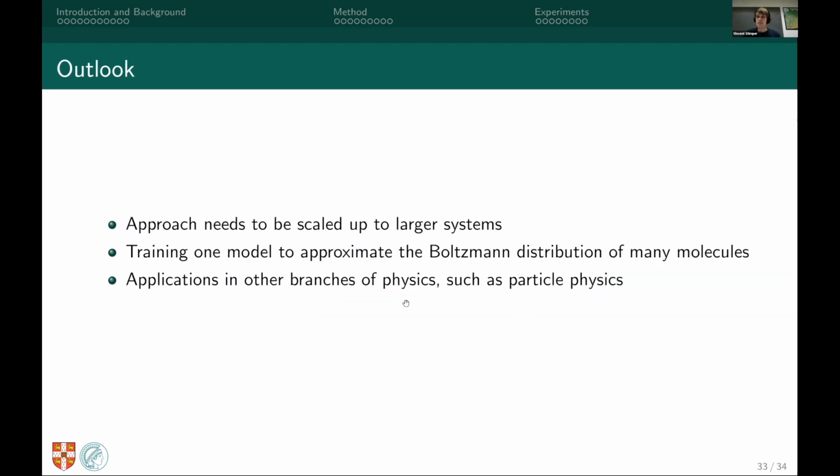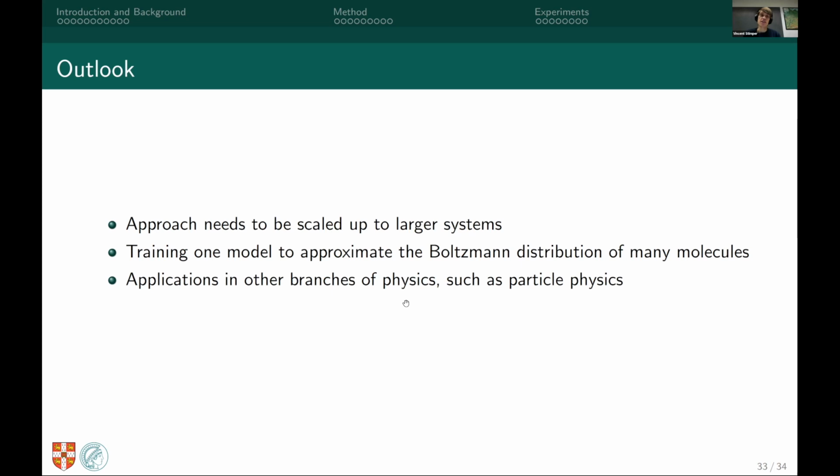As an outlook, we definitely want to scale this approach up to larger systems. Alanine dipeptide has proven already to be quite challenging, even though it is a relatively small molecule. So hopefully we can go to even larger molecules. And we also want to do what Hannes touched upon in the beginning, to have maybe one model to model the Boltzmann distribution of many molecules.